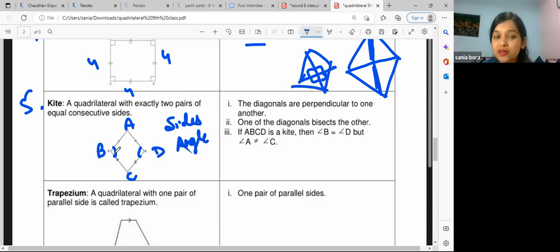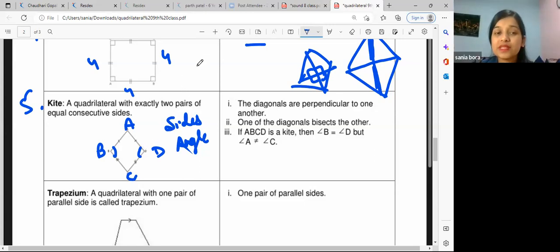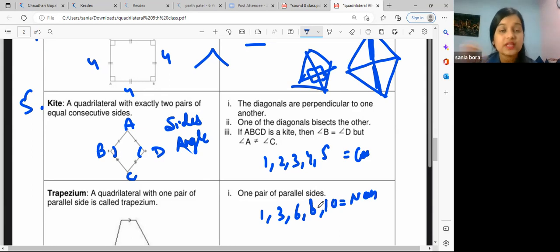Ma'am, can you explain the meaning of consecutive? Consecutive is basically one after another. For example, I'm writing 1, 2, 3, 4, 5. They are consecutive, meaning after 1, 2 will come. But if I write 1, 3, 6, 8, 10, they are non-consecutive. That means they are not coming one after another. There is a gap.